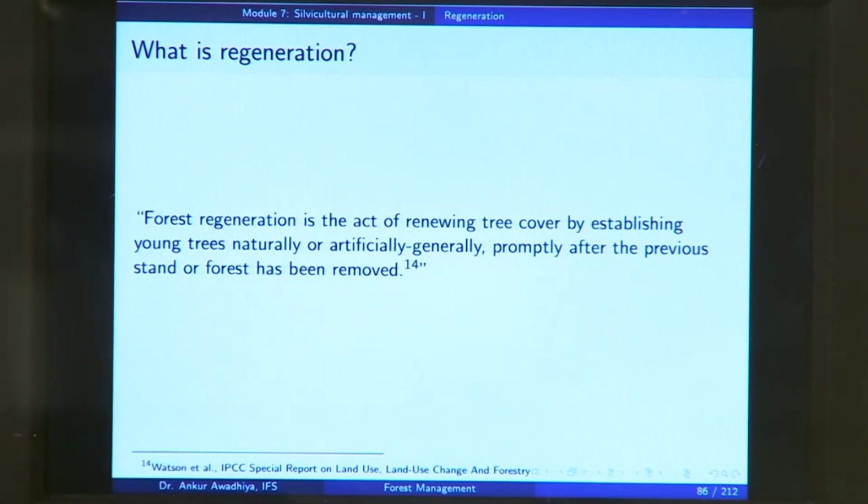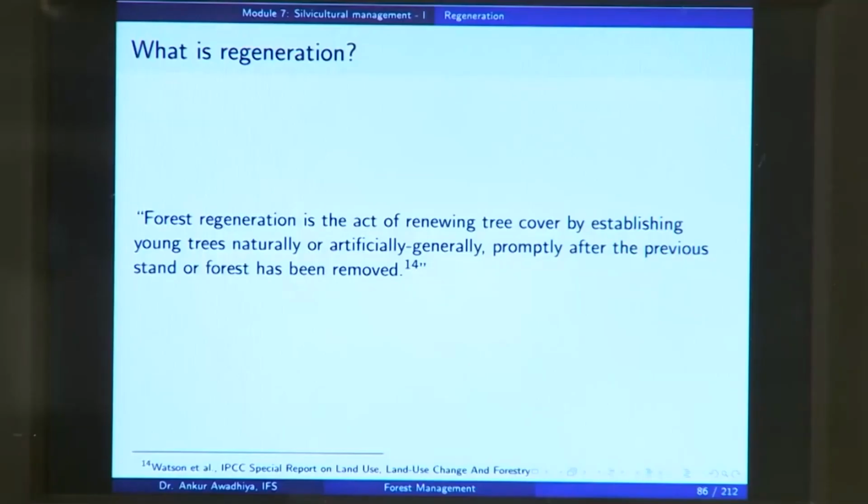Now, this removal can be because of artificial factors or because of natural factors. Artificial factors could include the harvesting of timber. So, you had a forest, you extracted all the timber out of it, for which you had to cut the trees, and once these trees have been cut, now this site has to be regenerated, so that the forest can grow again on this particular site.